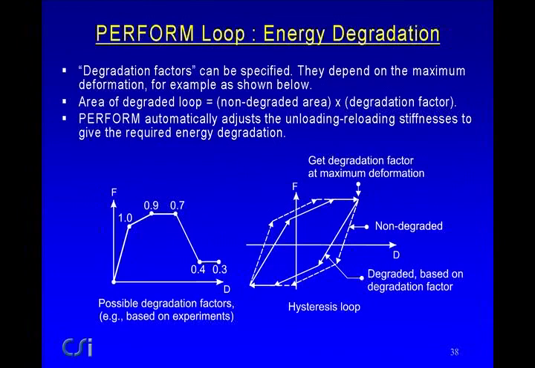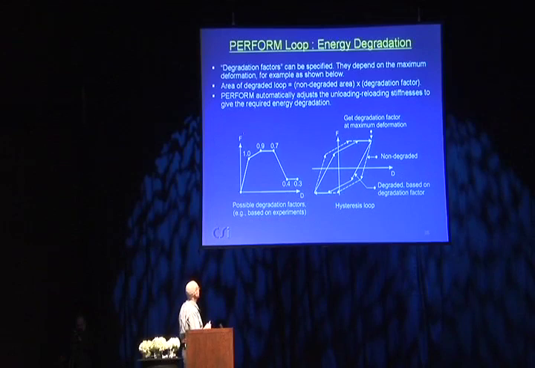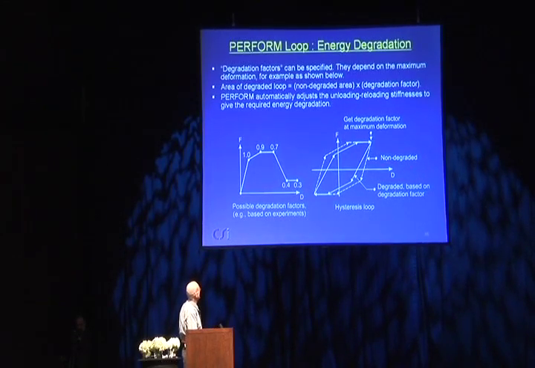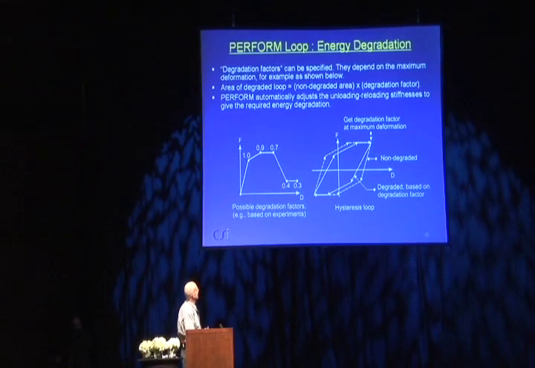Now, Perform gives you a fair amount of control over some of the details of the loop. Firstly, you can control the amount of energy degradation. And without going into too many details, what you can do is specify degradation factors. And if this is force and deformation, and this would be the force and deformation relationship, what you can say is as the maximum deformation increases, the area of the degraded loop compared with the area of the non-degraded loop varies.